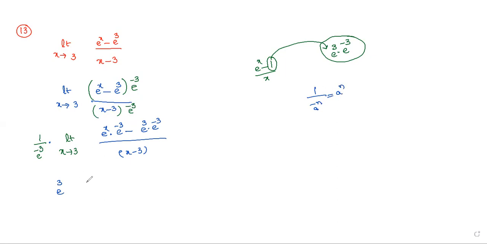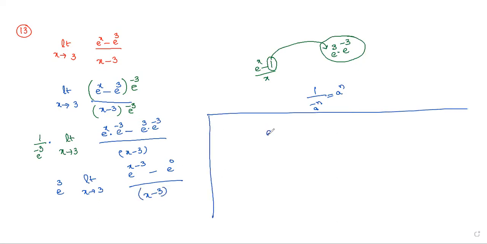So please observe, limit x tends to 3. E power x minus 3 minus e power 3 minus 3, that is 0, by x minus 3. E power 3, limit x tends to 3, e power x minus 3 minus e power 0, meaning 1, by x minus 3.